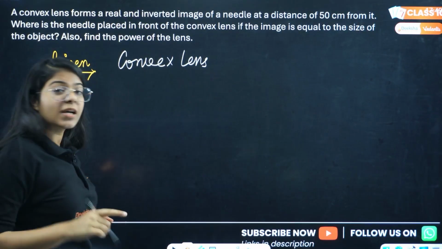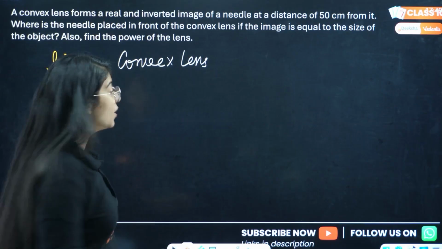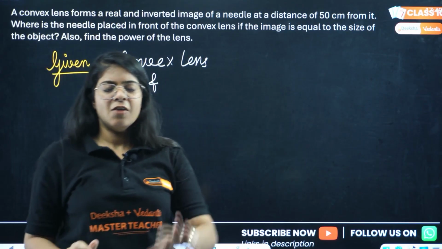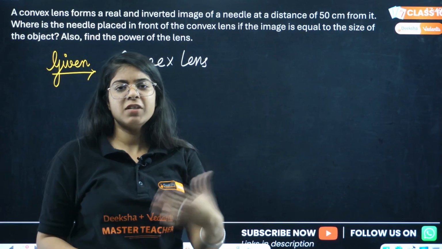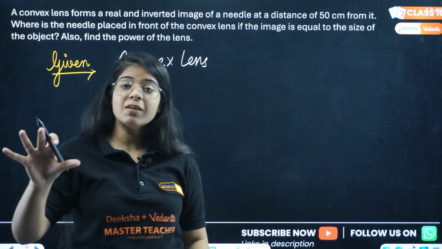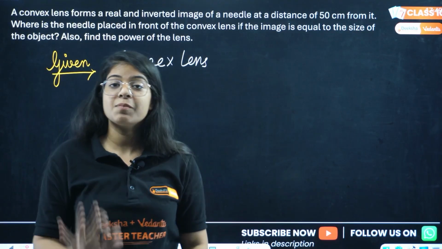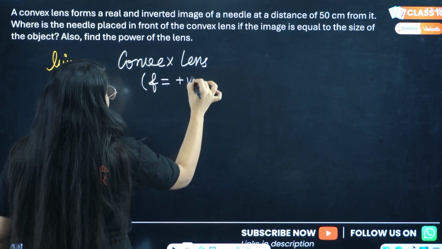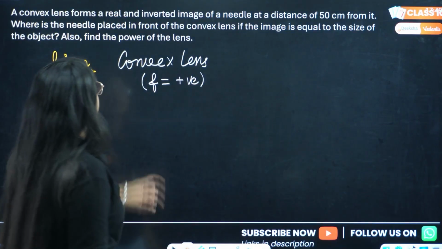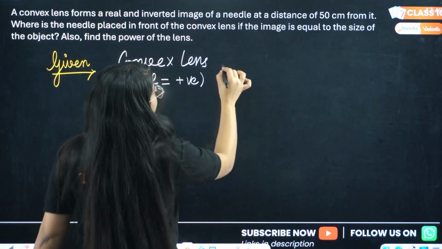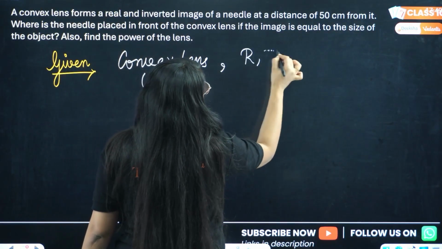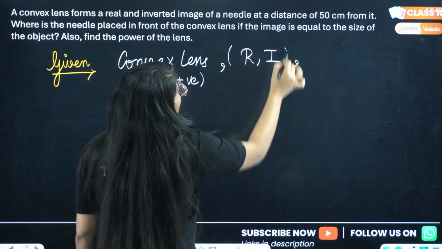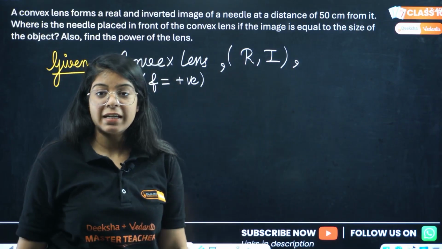And as soon as we write lens or mirror, what do we write with it? The sign of focal length. For concave, focal length is negative, and for convex, focal length is positive, doesn't matter whether it's a mirror or a lens. So here, focal length is positive. Okay, great. It forms a real and inverted image of a needle at a distance of 50 centimeter.